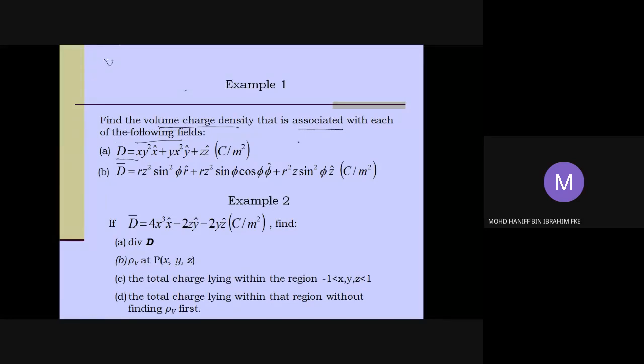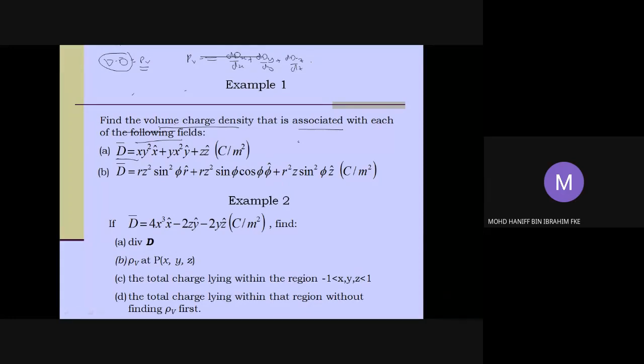We know that divergence of D is equal to rho V. So we can find the volume charge density rho V by simply evaluating the divergence of D. For instance, if D is xy squared, yx squared, and z in the rectangular coordinate system, then rho V will be equal to dDx over dx plus dDy over dy plus dDz over dz. This is dz, this is dy, and this will be dx.